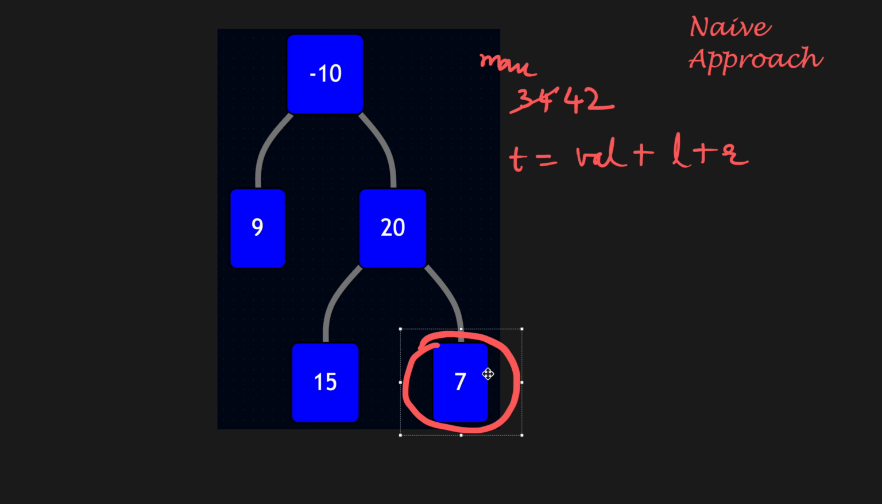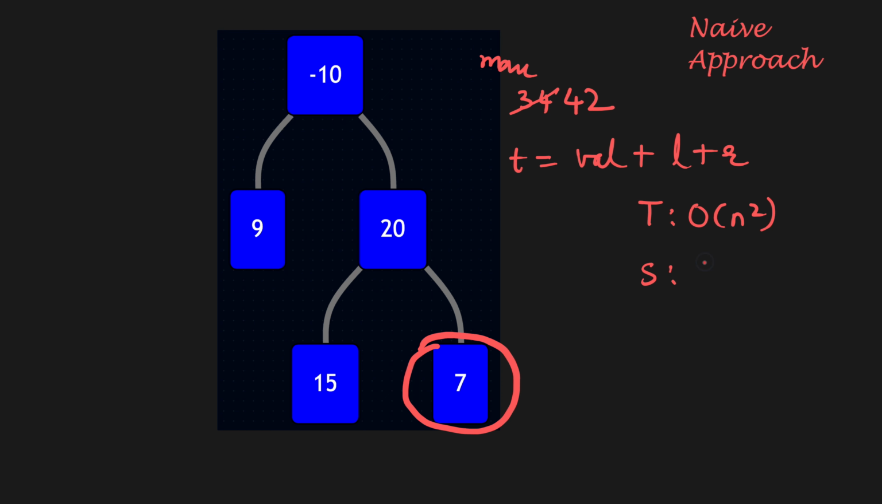Now, this approach is correct, but the time complexity is O of n square, where n is the number of nodes in the tree, because we traverse through all nodes in the tree, and then for each node, we traverse all its descendants to find the longest left and right paths. In the worst case of a skewed tree, this may take O of n. Hence, the overall time complexity will be O of n square, and the space complexity will be O of h, where h is the height of the tree, mainly dominated by the recursion stack of the traversal.